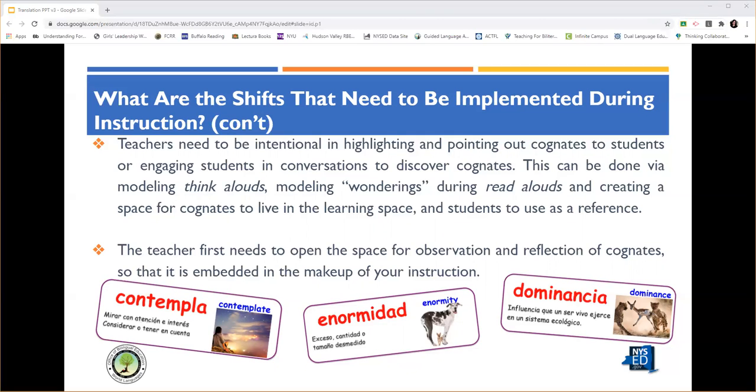In addition, you as the educator need to open the space for observation and reflection when it comes to cognates so that it is embedded in the makeup of your instruction.